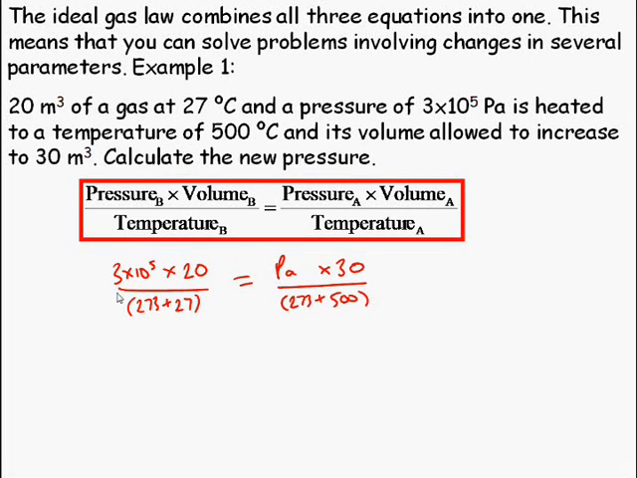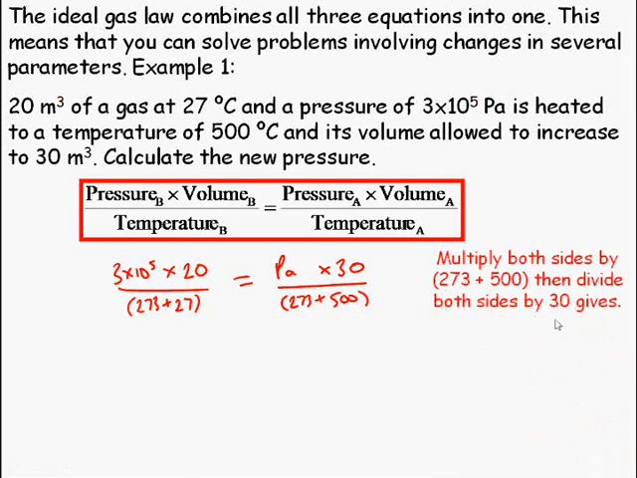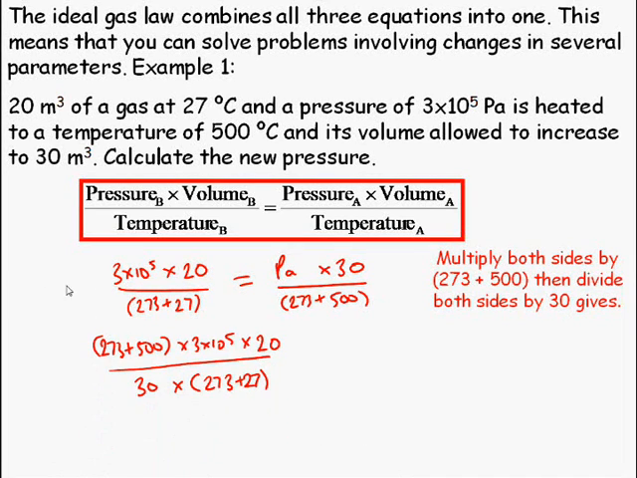So all I've done here is substituted the numbers in. Now I'm going to have to rearrange to get PA on its own. If I multiply both sides by 273 plus 500, that means I can cancel it out on this side, and I get 273 plus 500 on the top line of this one. And then divide both sides by 30, cancel out on this side, and I get to this state, which is equal to PA. Calculate it, and my new pressure will be 5.2 times 10 to the 5 pascals.